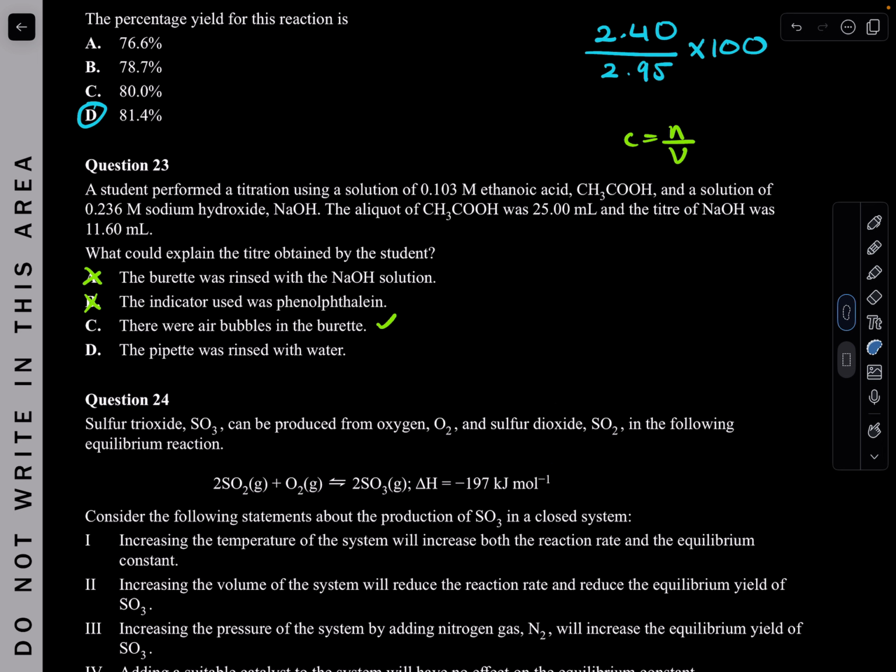The pipette was rinsed with water. If your pipette was rinsed with water, your actual concentration that we got, which was 0.1039, would be underestimated. Why is it overestimated? It doesn't explain it. So rubbish, because it would have been underestimated. It would have been less than 0.103 if you rinse your pipette with water. So it has to be C.